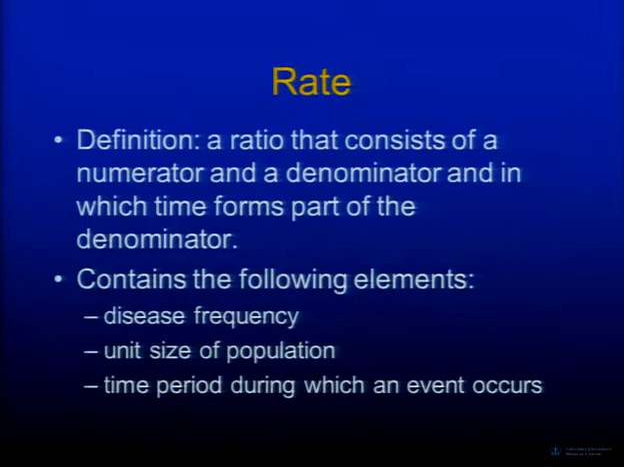So a rate, just think about it in terms of it's a ratio that consists of a numerator and a denominator, and time forms part of the denominator. And that's the important concept of rate, that you have to have some concept of time. So it's not only going to have the disease frequency, it's going to have an idea of what the size of the population is. And lastly, you're going to have some kind of a time period during which this event or this disease occurred. And so all of these are needed in order to think of a rate.